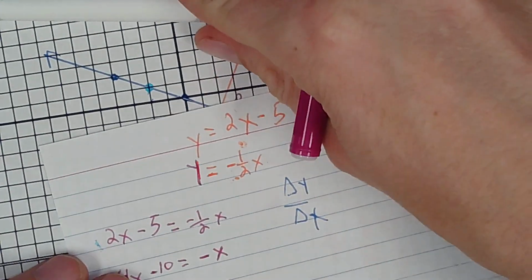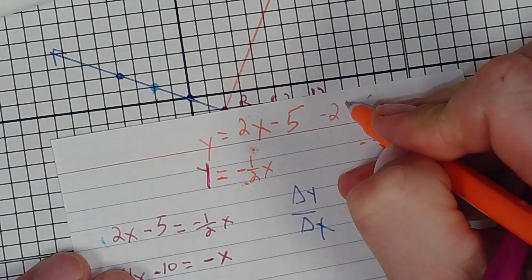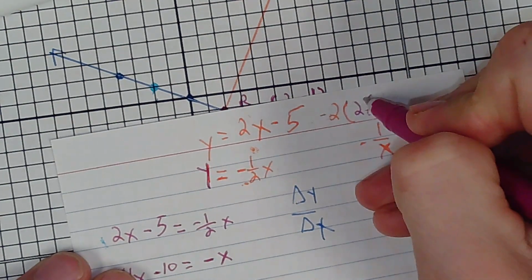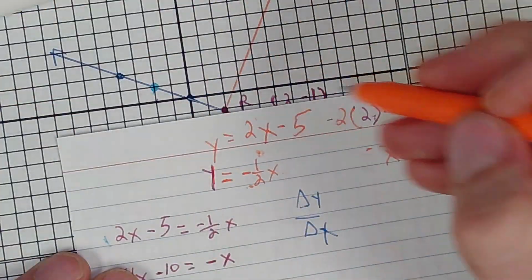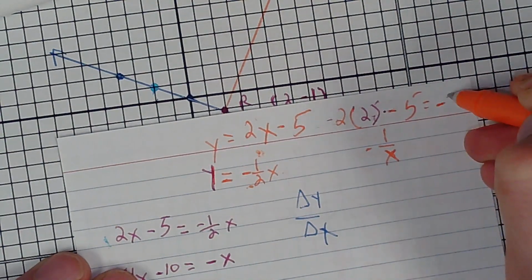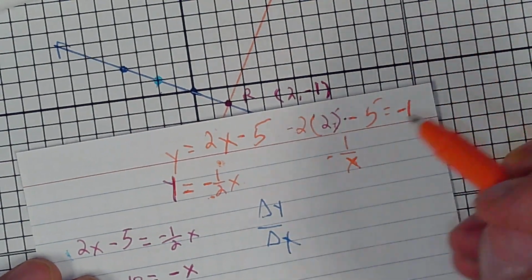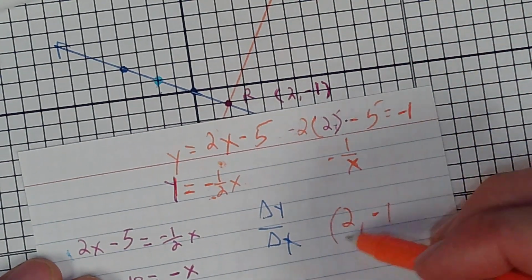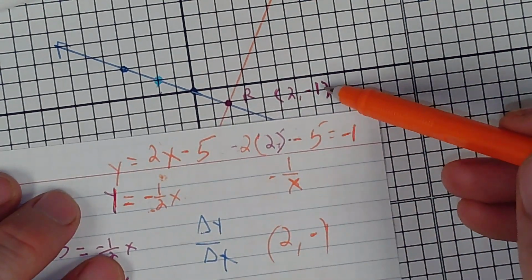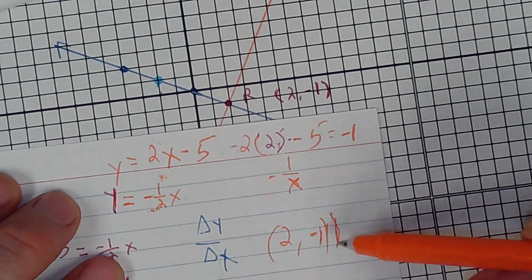So this is going to be 2 times 2 minus 5, which is going to be equal to negative 1. And then you see my x and y coordinates are going to be 2 comma negative 1, and there are my points, 2 comma negative 1. Okay, so that is how you do that.